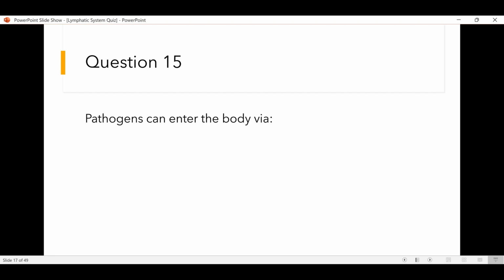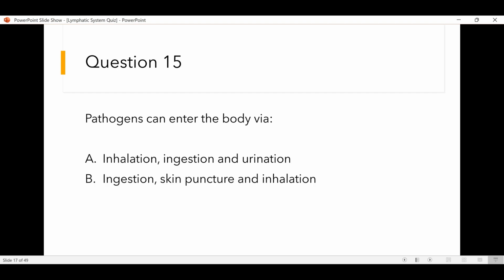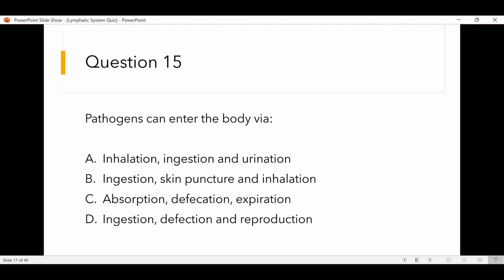Question 15. Pathogens can enter the body via inhalation, ingestion, and urination, or ingestion, skin puncture and inhalation, absorption, defecation, expiration, ingestion, defecation, and reproduction.